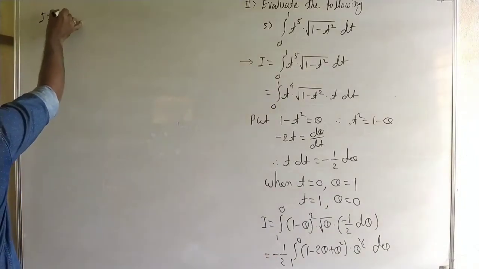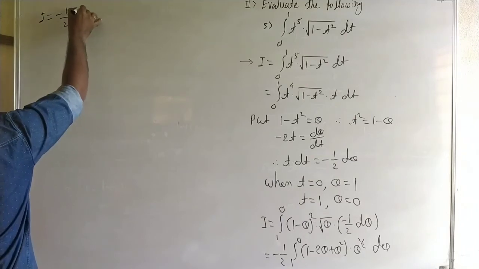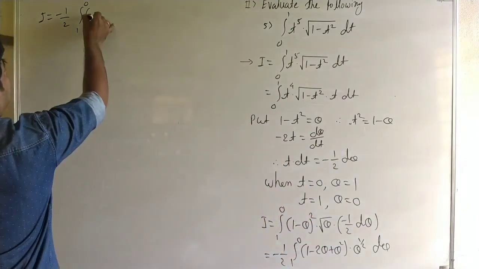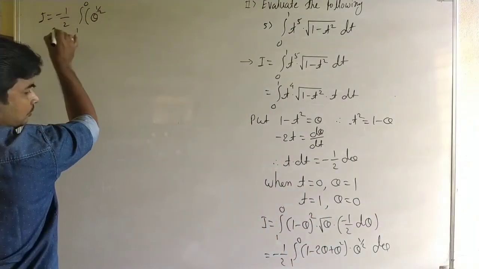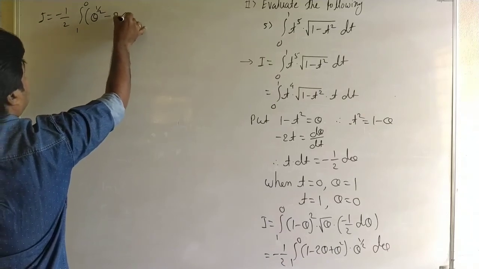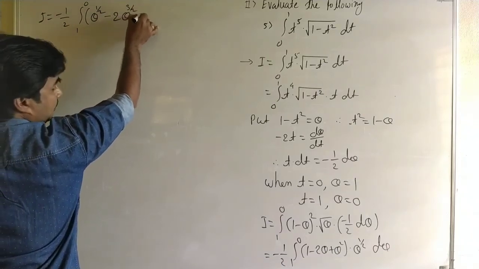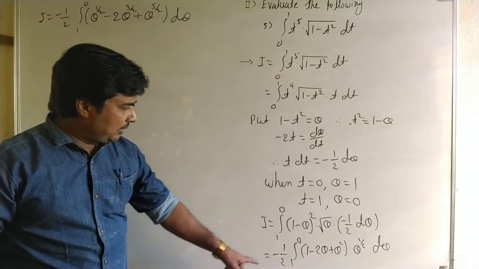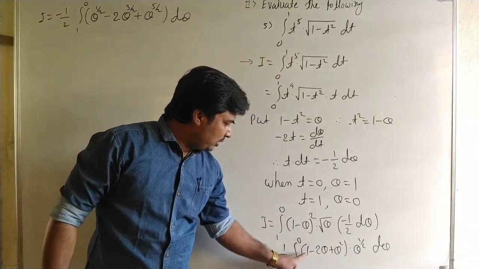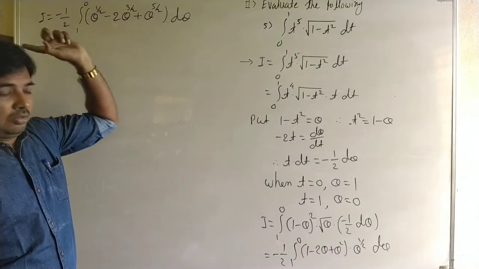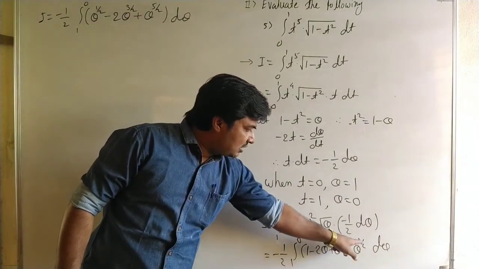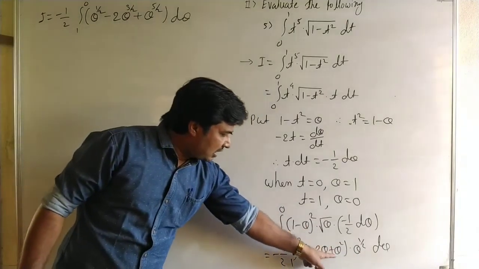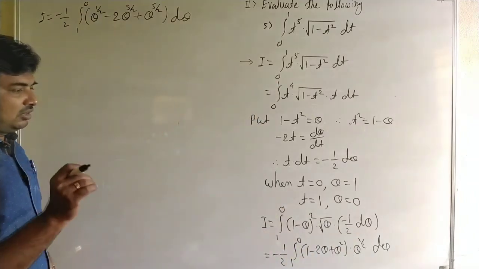Then integral is equal to minus 1 by 2 integral 1 to 0. First take the multiplication of these two terms: theta to the power 1 by 2 minus 2 theta to the power 3 by 2 plus theta to the power 5 by 2 d theta. Here multiplication of these two terms: theta to the power 1 by 2 into 1 is theta to the power 1 by 2; 2 theta into theta to the power 1 by 2, therefore 1 plus 1 by 2 is 3 by 2; and theta square into theta to the power 1 by 2 is theta to the power 5 by 2.